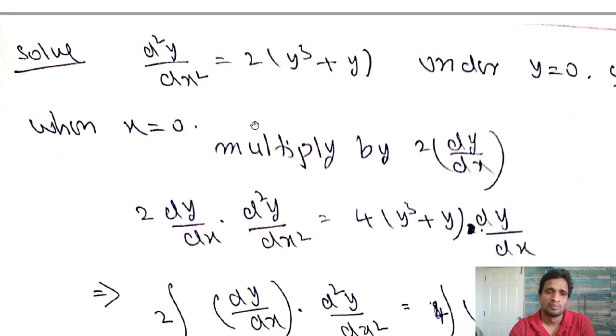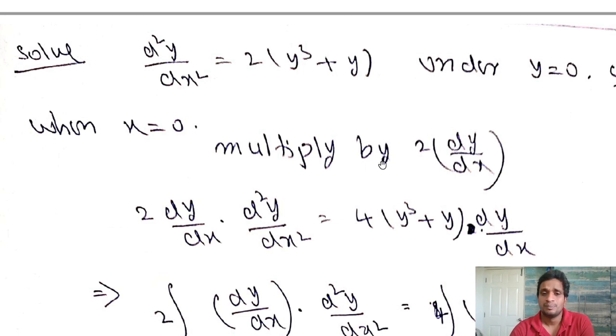So here is one more problem in miscellaneous. D square y by dx square is equal to 2 into y cube plus y, where y is equal to 0 and dy by dx equal to 1 when x equal to 0. So this is a particular solution, that means we have to find the c1 and c2 values also.